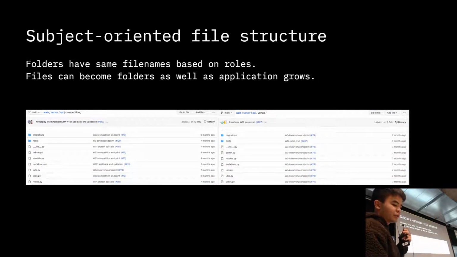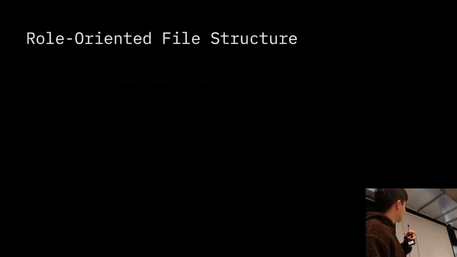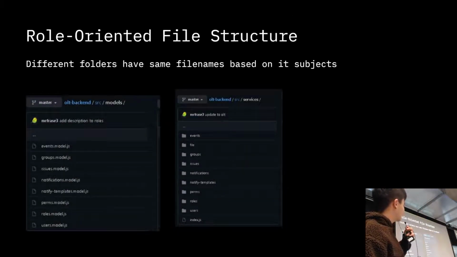So yes, what subject-oriented file structure means is that folders have the same file names based on the roles, and files can become folders as the application grows. We'll expand on this down the track. So yes, role-oriented file structure. Different folders have file names based on their subjects, like this.